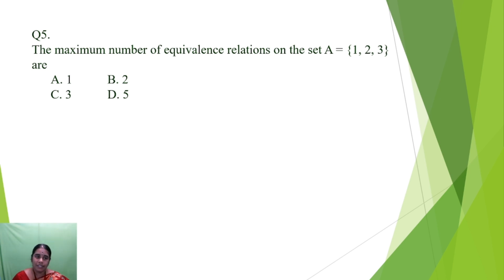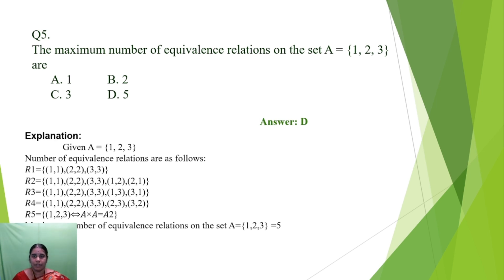The answer is 5, which is option D. Here is your explanation. Let us find the equivalence set. First, the equivalence sets are (1,1), (2,2), (3,3). Then, along with (1,1), (2,2), (3,3), we add (1,2) and (2,1). These two are also equivalence relations.